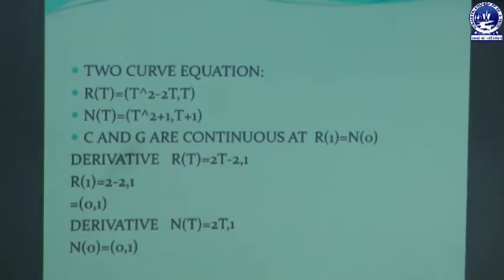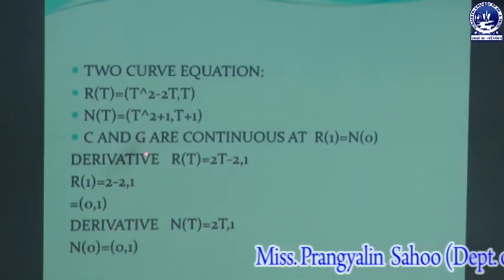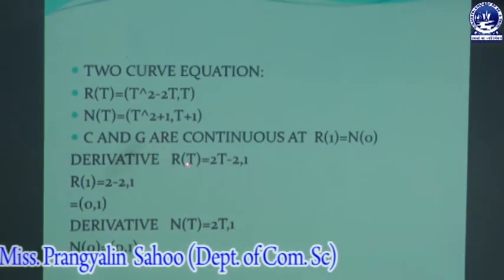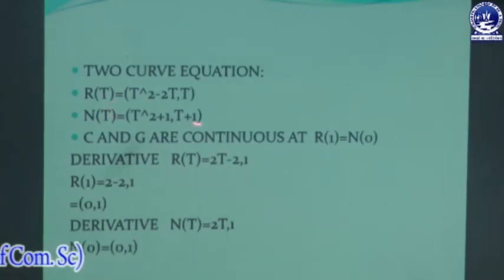So now let's see how to calculate the continuity equation values. Here the two curve equations we are given are r(t) = (t² - 2t, t) and n(t) = (t² + 1, t + 1). By using the given continuity and geometric equations, we have to calculate the continuity condition value. If the value of r(1) equals the value of n(0), then we know that the given curves are continuous. So how do we check this?